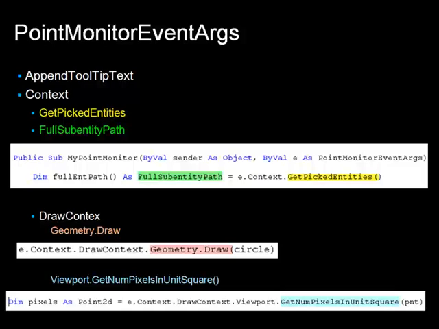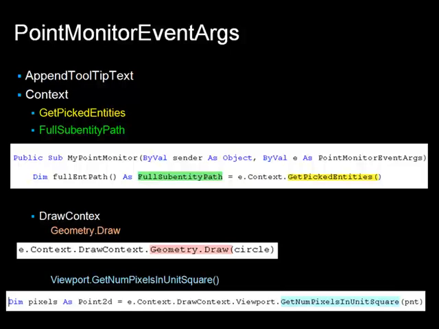The Context property of the PointMonitorEventArgs allows you to get the entities under the cursor with the GetPickedEntities method. This method returns an array of FullSubentityPath objects. These objects will have a collection of entities, and one thing you can do is get the object ID of these entities to open the entity to determine what the entity type is.